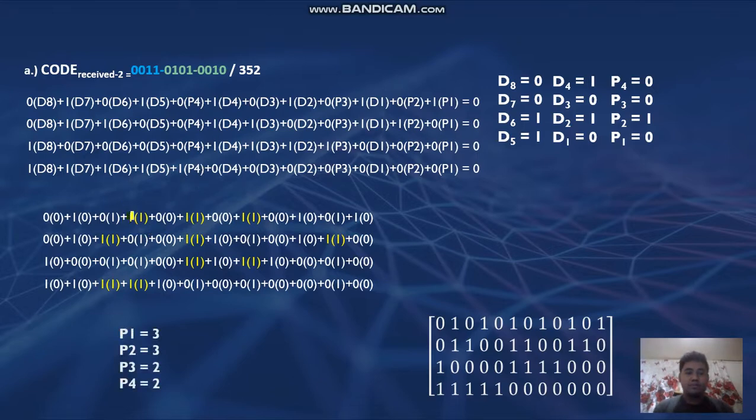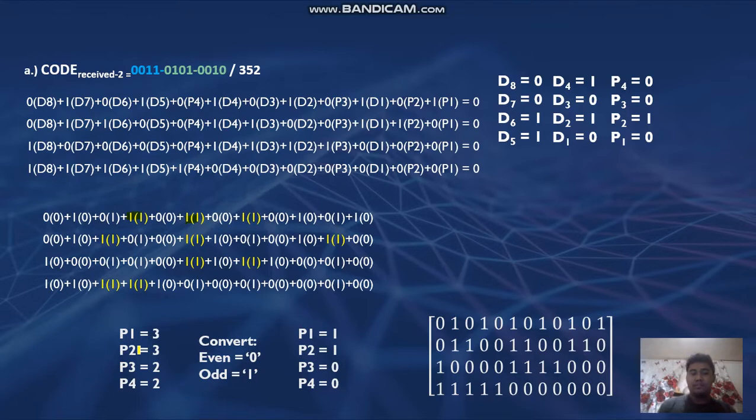We have 1 plus 1 plus 1 is equal to 3. Here 1 plus 1 plus 1, 3. 1 plus 1, 2, and 1 plus 1, 2. Let's convert it: even is equal to 0 and odd is equal to 1. So the value isn't 0, 0, 0, 0, which means that there is an error.